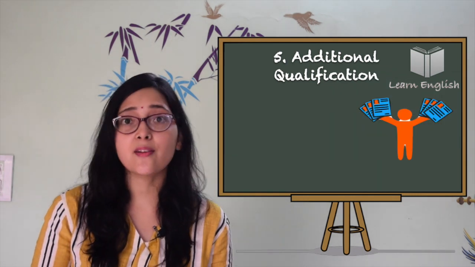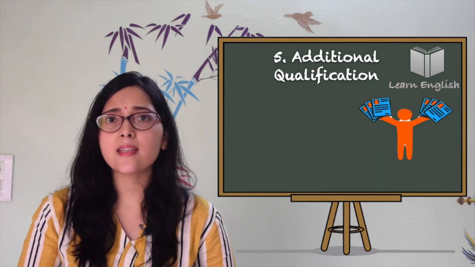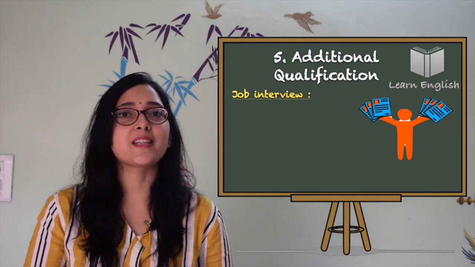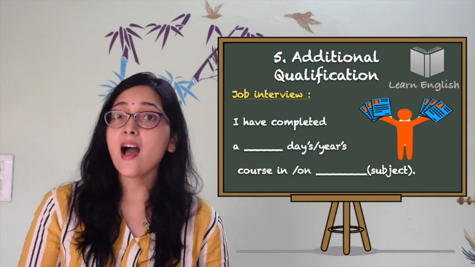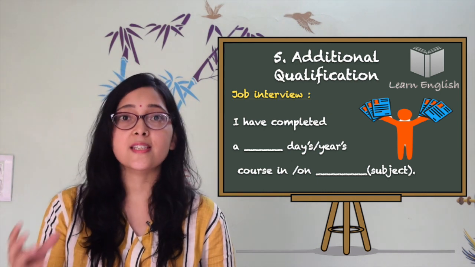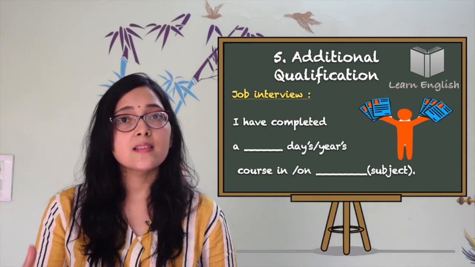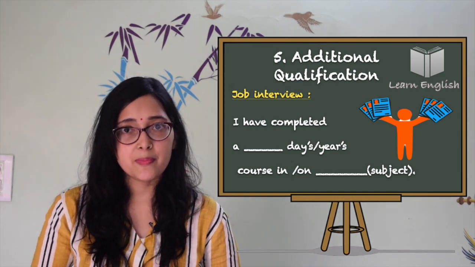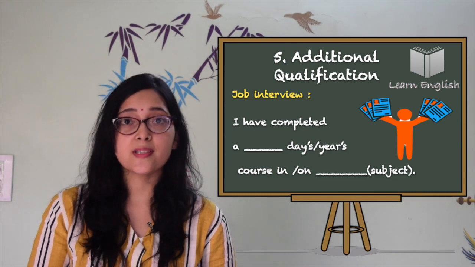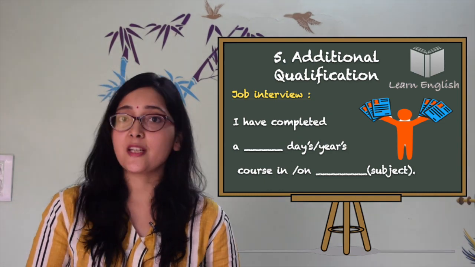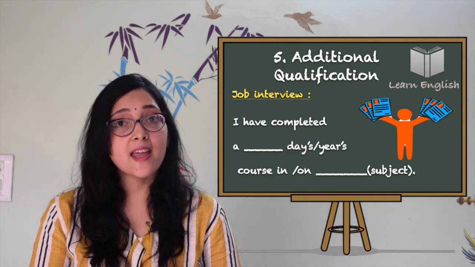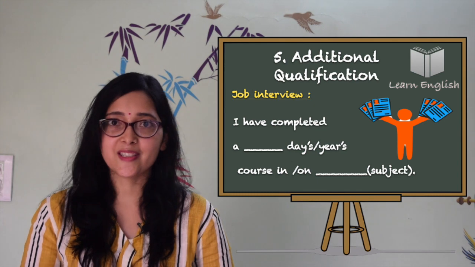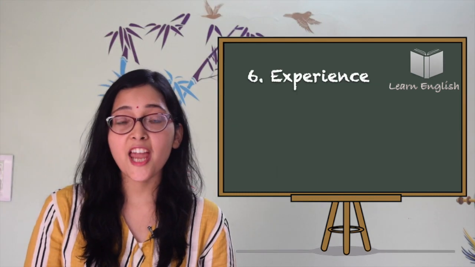Alright, now next comes additional qualifications. Apart from these degrees, courses, what are the other skills or diplomas or courses you have taken up? You need to mention that. For example, you can say, I have a dash hour or day or week or year course in dash, the subject you have to mention. For example, I have a 1-year course in computers. If you also want to mention your institute, you can say, I have a 1-year course in computers from dash institute. Alright?